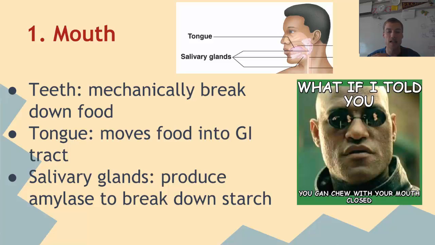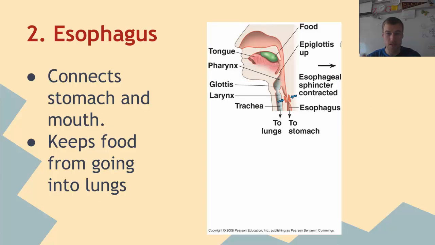We also have salivary glands, which are releasing saliva. And that saliva contains amylase, and the amylase helps to break down starch that is in the food. The other point of the salivary glands is to help wet the food, which allows it to then slide more easily down the esophagus. So stage two, as I've been mentioning, is the esophagus.